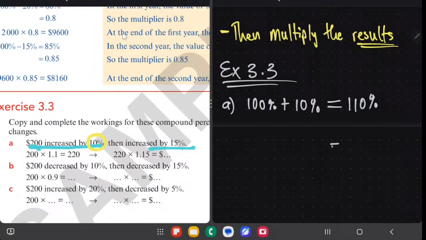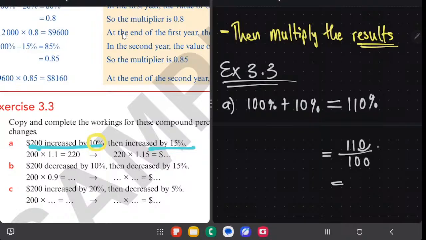Which means it is 110 over 100, which means it is 0.11. 110 over 100, we talked about it. When you are dividing by 100, we said you move the comma to the left 2 times because 100 has 2 zeros. So you move the comma to the left 2 times. So it becomes, the comma comes here.